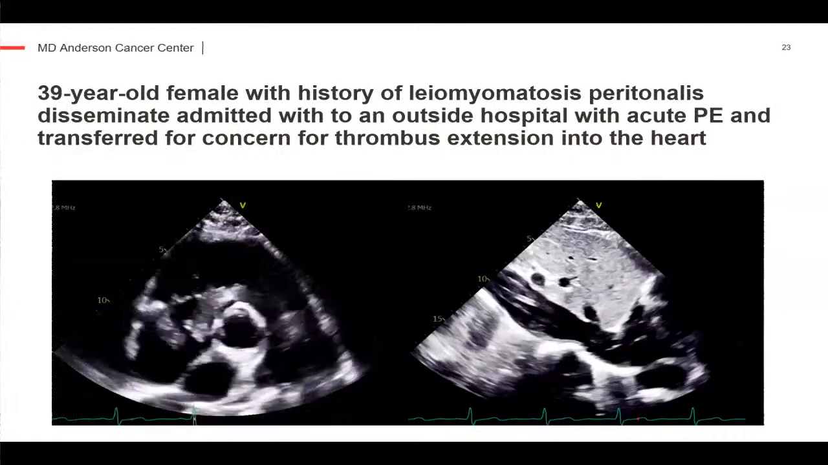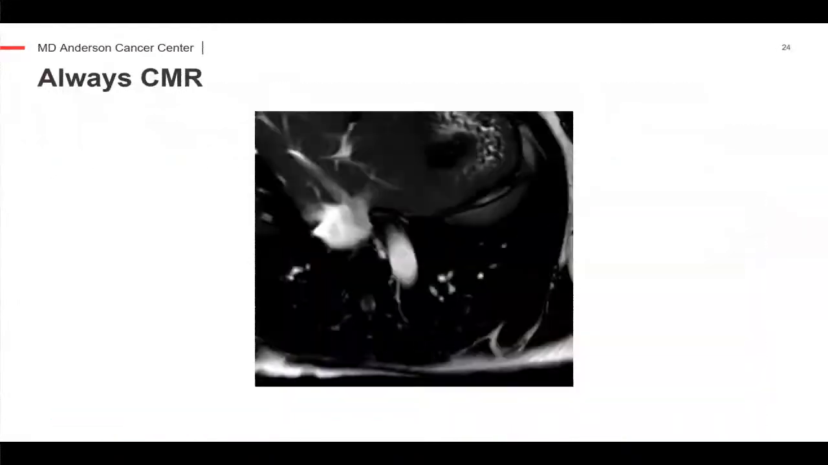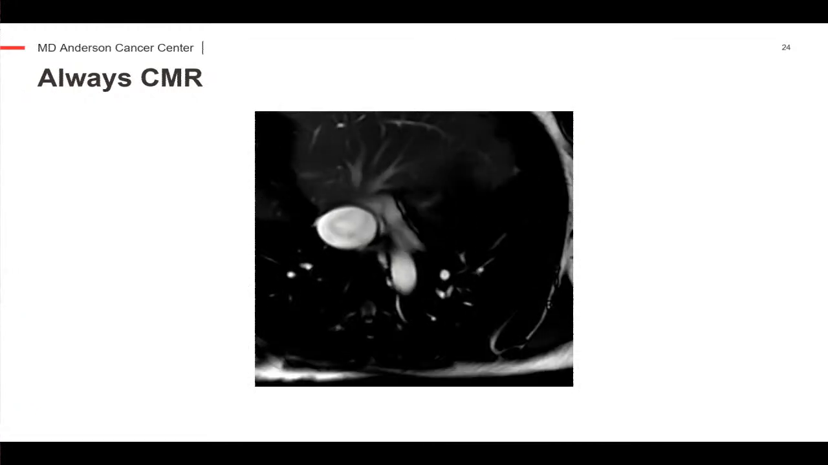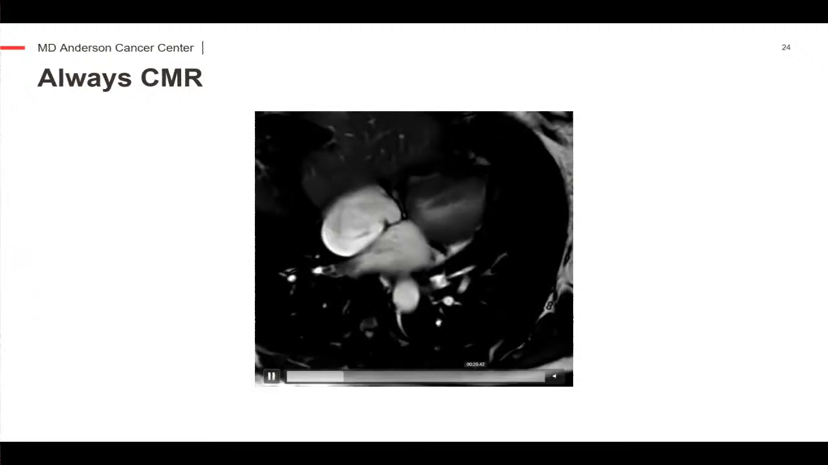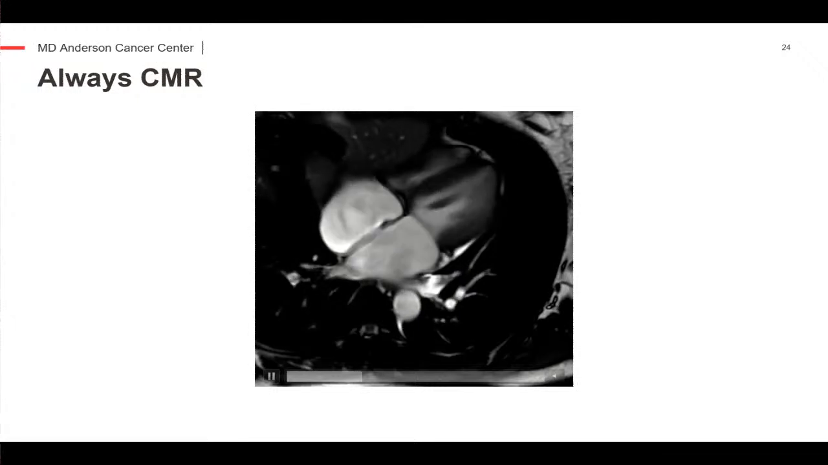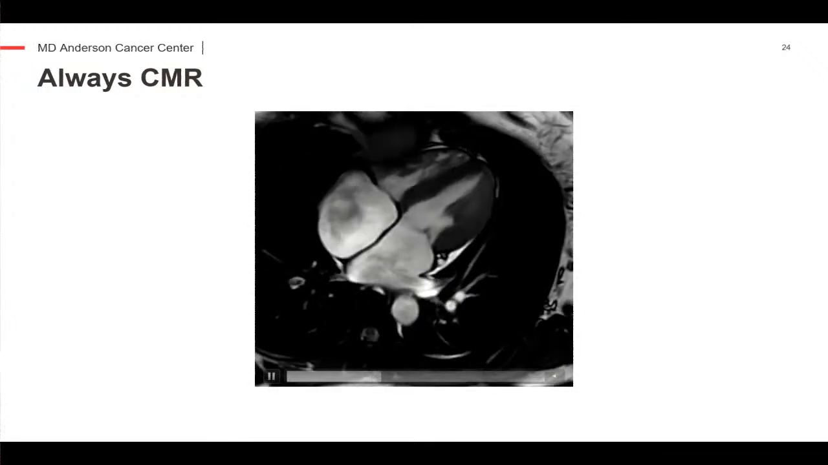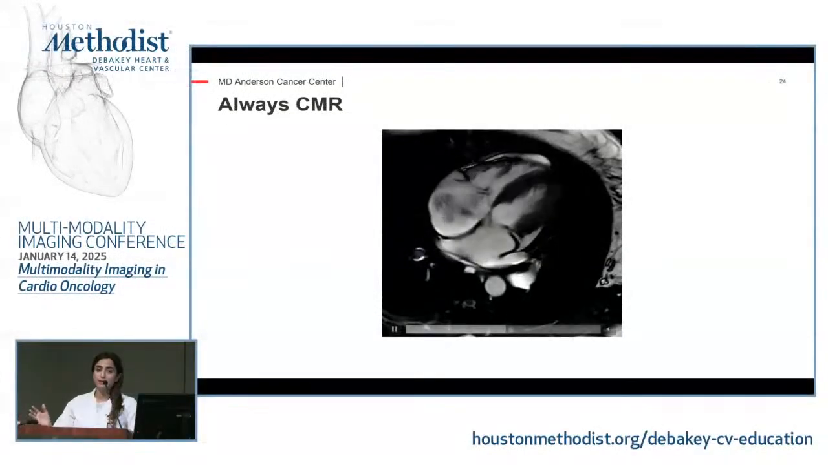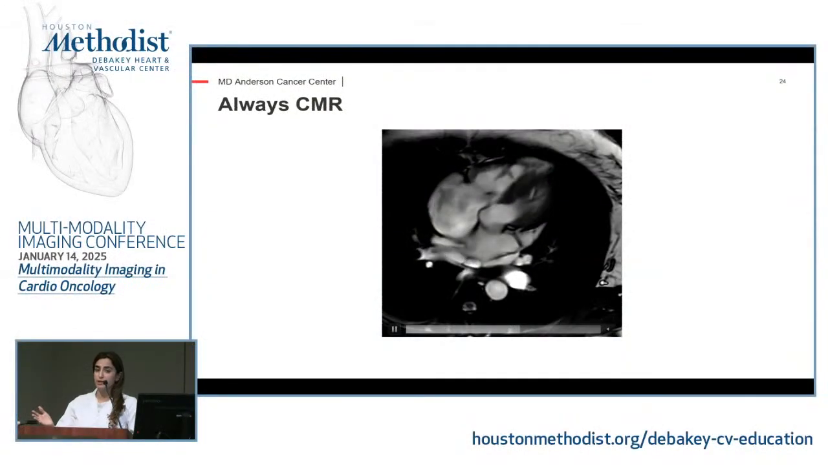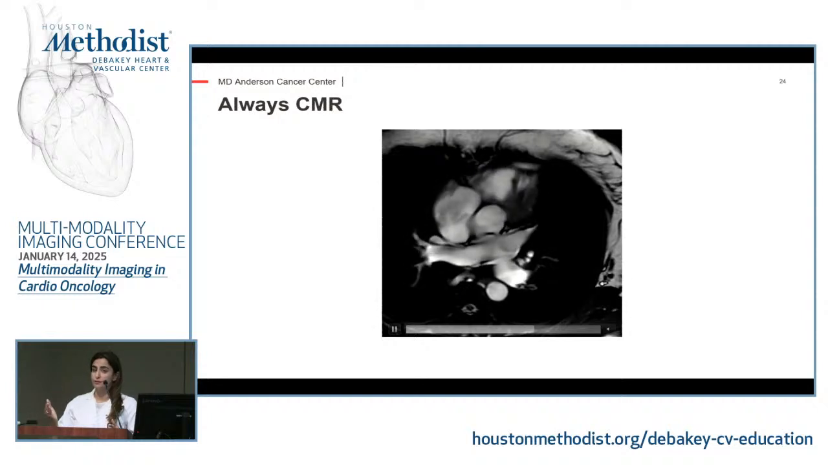So in masses, we always say CMR is probably the preferred method of assessment due to the superior tissue characterization. And I would say I agree with that 100%, with one exception, which is hypermobile masses. I remember when I was a fellow, Dr. Shah would say, do not image endocarditis with CMR, and it's very true. These are hypermobile masses.